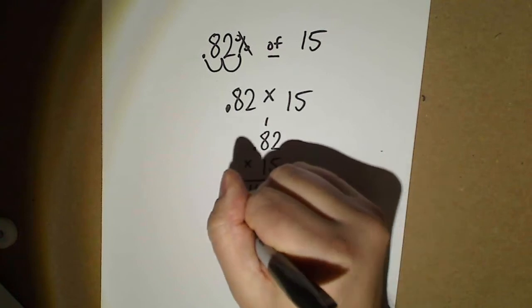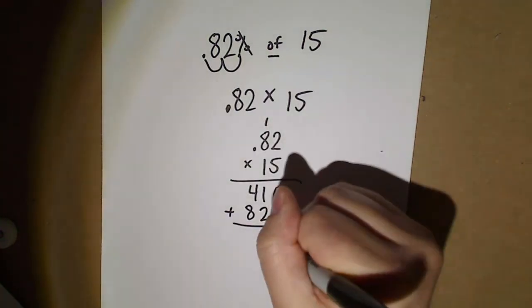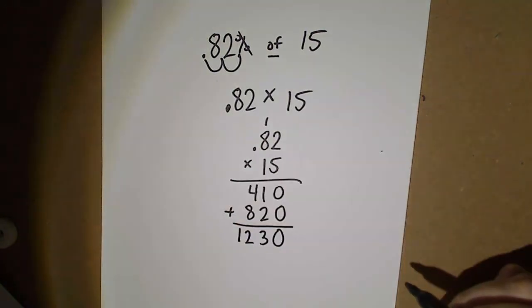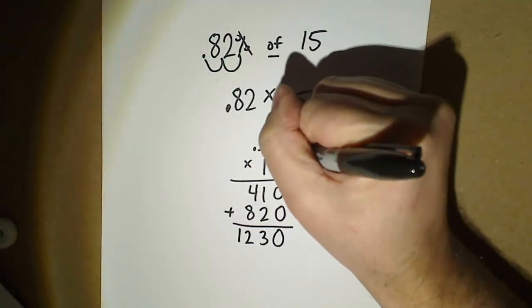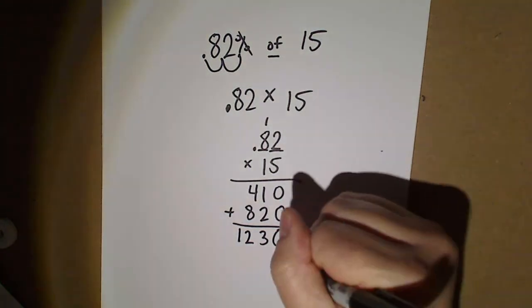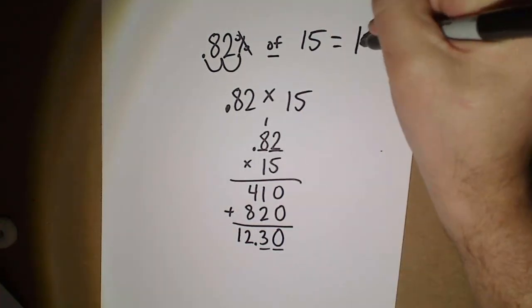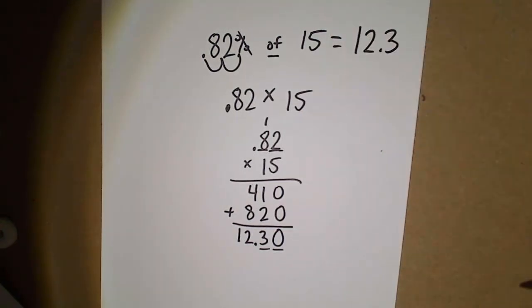Now I add them together. 0 plus 0 is 0. 1 plus 2 is 3. 8 plus 4 is 12. And now I'll bring back my decimals. Look, I have 1 place, 2 places, and 0 places. That means I need to put my decimal 2 places over. My answer here, 82% of 15, is 12.3.